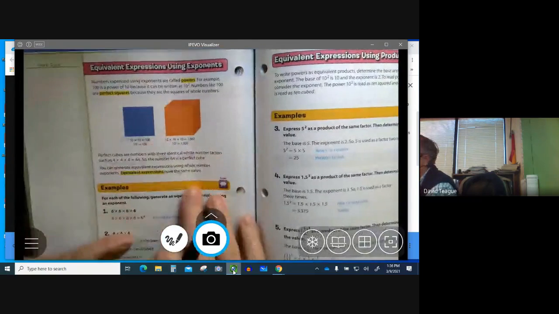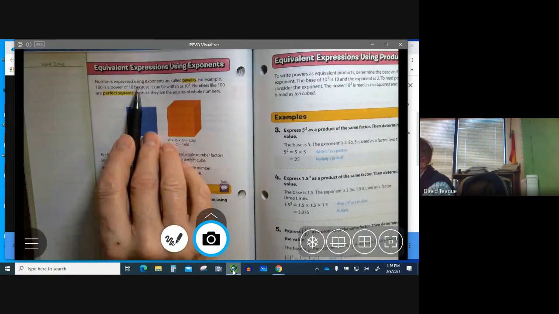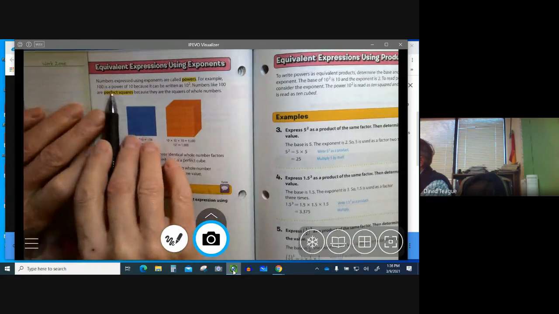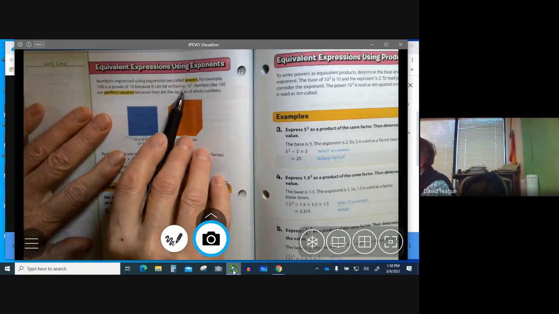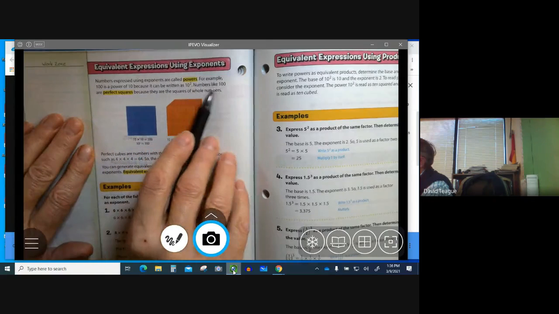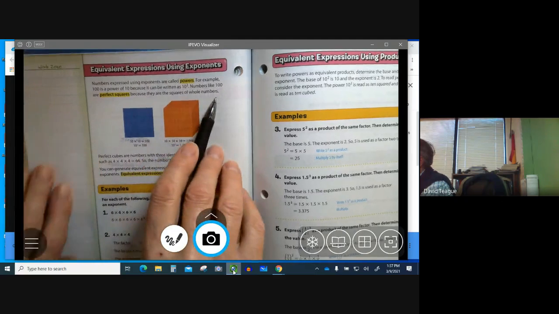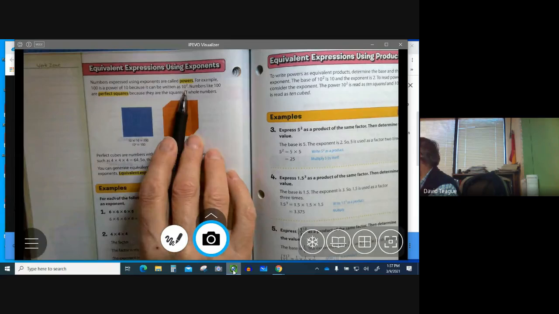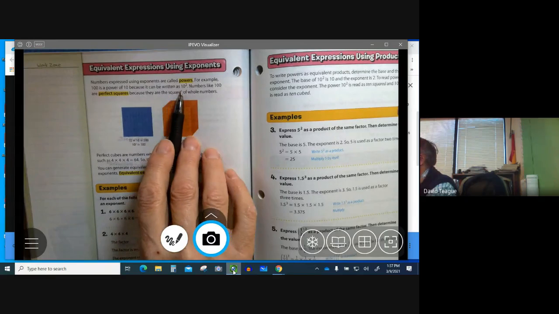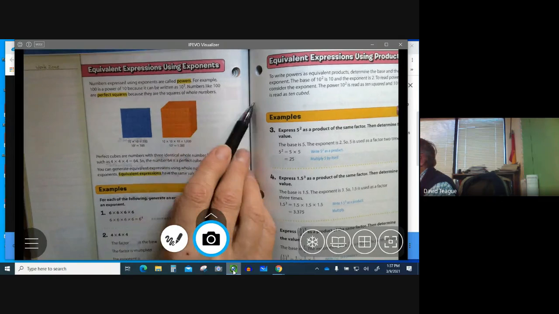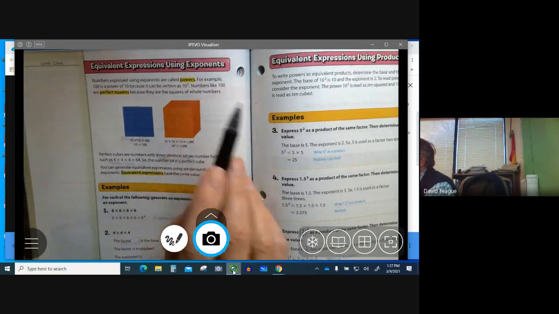Okay, page 504. Now numbers expressed using exponents are called powers. For example, 100 is a power of 10 because it can be written as 10 to the second power. Numbers like 100 are called perfect squares because they are the squares of whole numbers. So when you see a little 2, you can say 10 to the second power, or you can say 10 squared. It's just a shortened way, but it's the same thing.